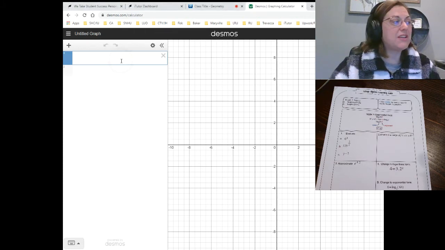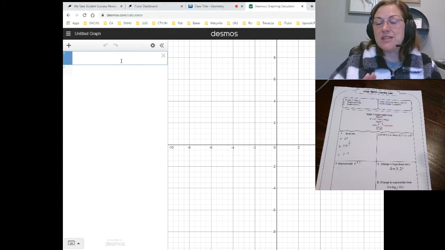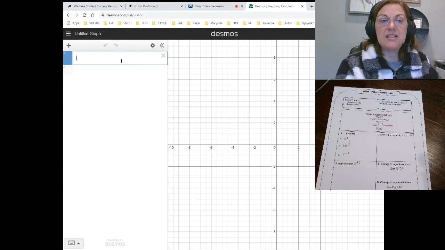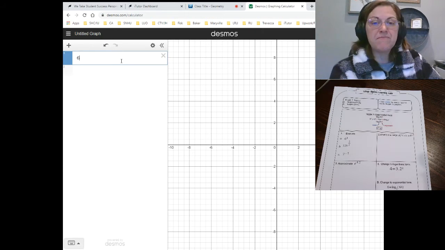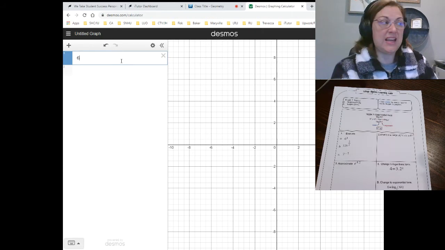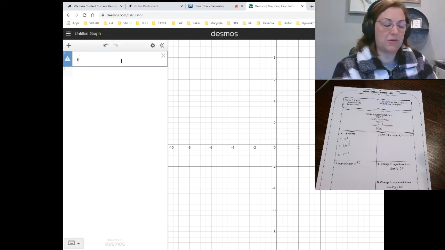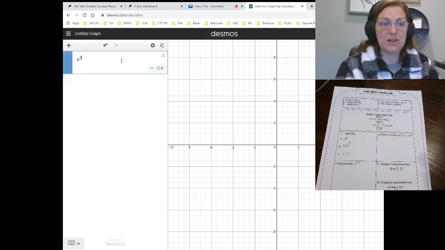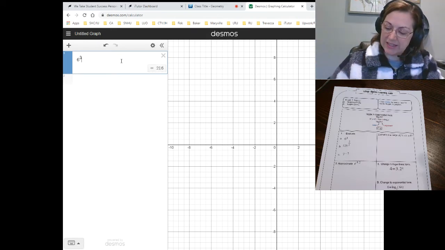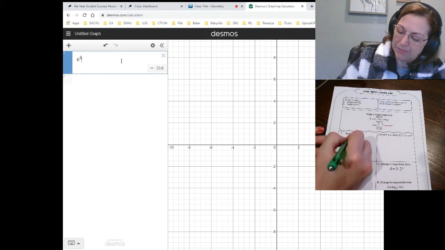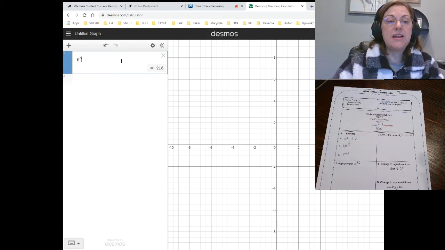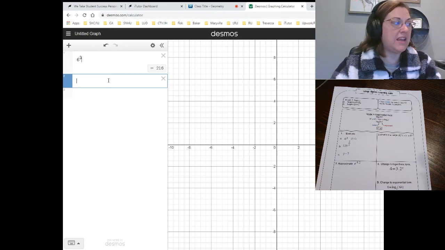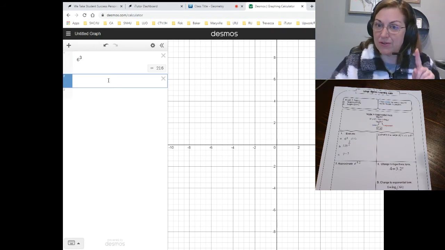So just very simply, when you use the Desmos graphing calculator, you're going to type in the 6, and then you're going to use the caret, which is shift 6. So you're going to hold down the shift button, press the 6 key. It's going to take you into the exponent, and then you can type in the 3 as your exponent. And Desmos gives you the value here, 216.